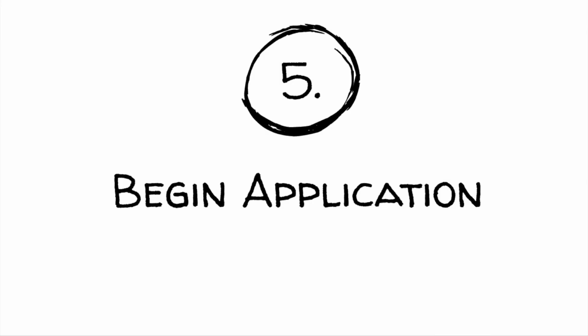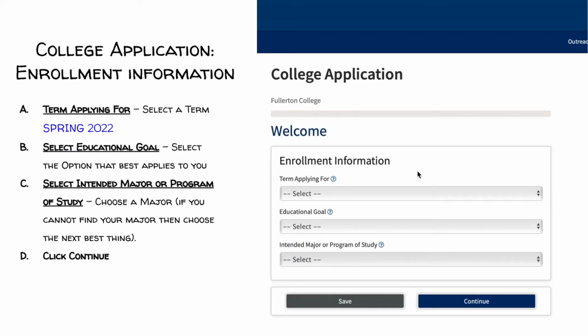5. Begin Application. The Enrollment tab is where you will select the term you're applying for, an educational goal, and your intended major or program. It's important to select an educational goal and major to ensure your promised benefits. Your major is not set in stone, so you are able to change it in the future at any time. Please make sure you select the correct term you are applying for.